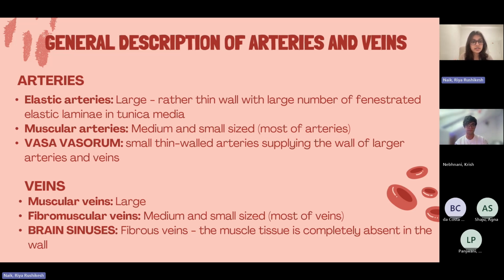Vasa vasorum are really small, thin-walled arteries whose function is basically to supply the walls of these larger arteries and veins. When we talk about the veins, there are the muscular veins, which are pretty large, for example the pulmonary trunk. Fibromuscular veins are medium and small sized, and most of the veins in our body are fibromuscular veins. Now, the brain sinuses have a different type of vein, which is called a fibrous vein. The important thing about it is that there is absolutely no muscle tissue present in any of the walls.